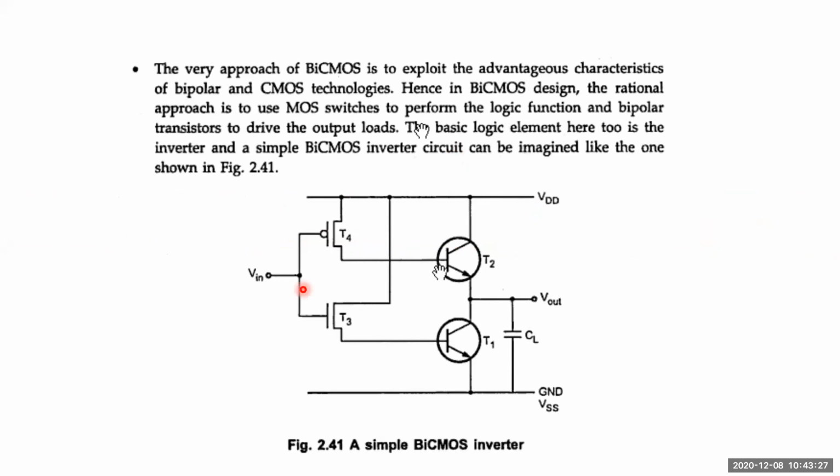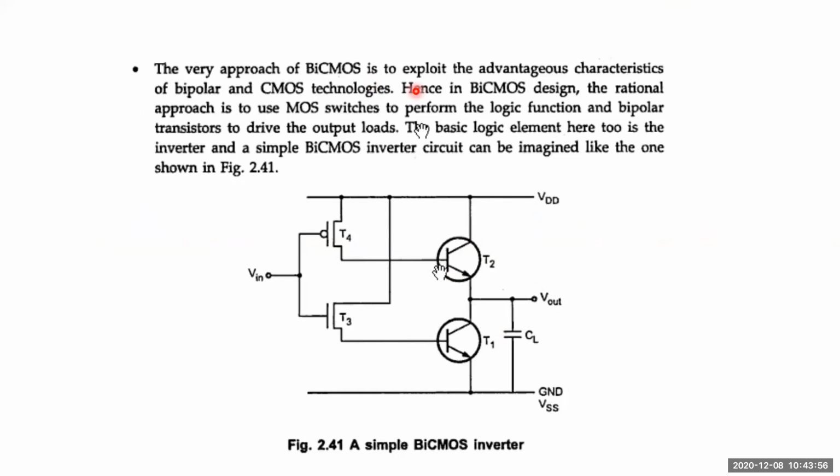You can see now, this is the input part, which is designed with CMOS technology, and this is the output part, which is designed with BJT technology. Since you have both technologies in one design, we call it a BiCMOS structure, whenever you are using CMOS and BJT. So let us see the operation of this one.